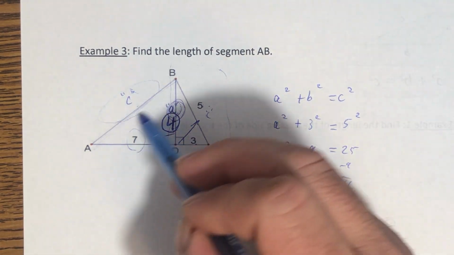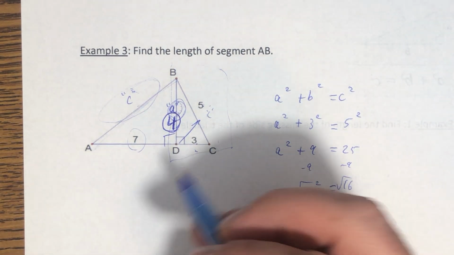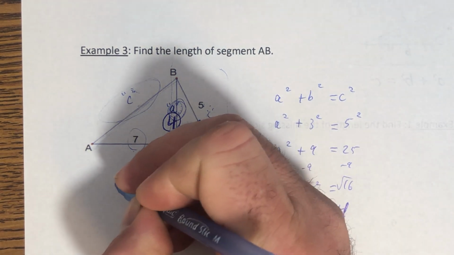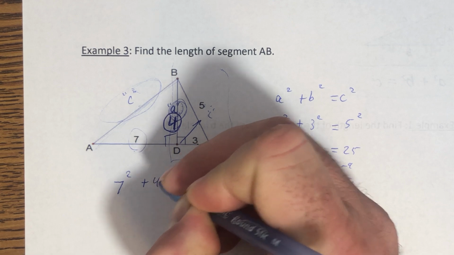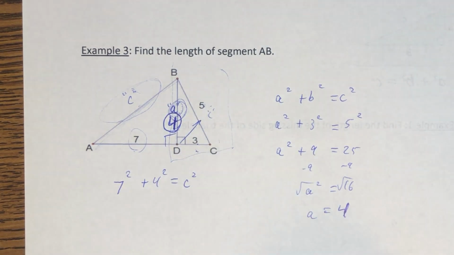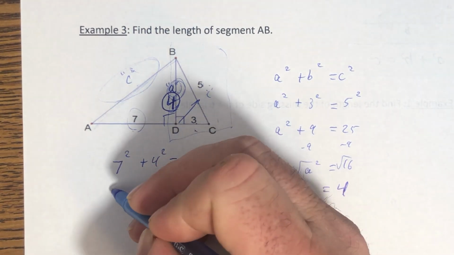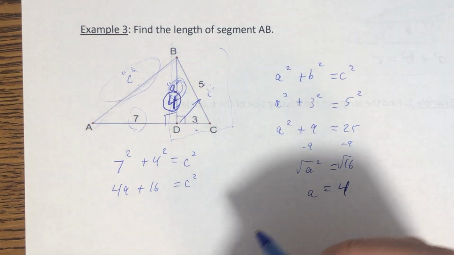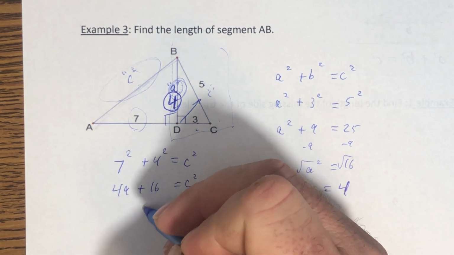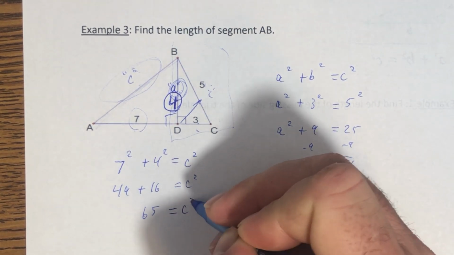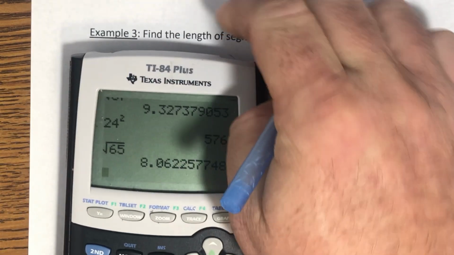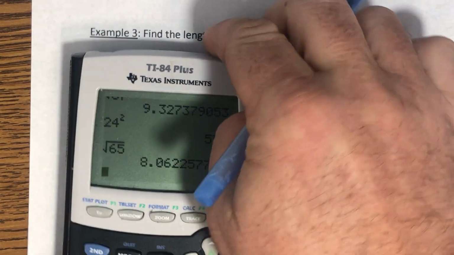So I'm still looking for this segment here, AB. So I could do my side squared plus side squared equals my hypotenuse squared. So 7 squared plus 4 squared equals my hypotenuse squared. So here I get 49 plus 16 equals c squared. So I'm getting 65 equals c squared, and I take the square root. Square root of 65, my calculator is giving me an answer of about 8.06.